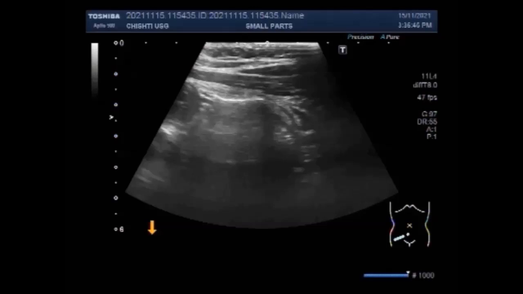This ultrasound video shows a case of leaked appendix. You can see the area of scanning is the right iliac fossa. The patient is a female aged about 13 years.